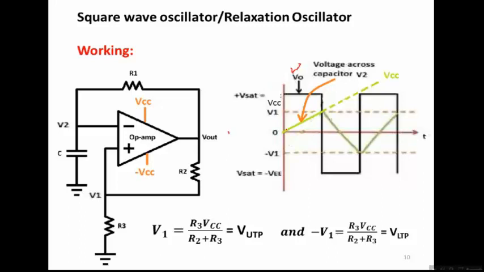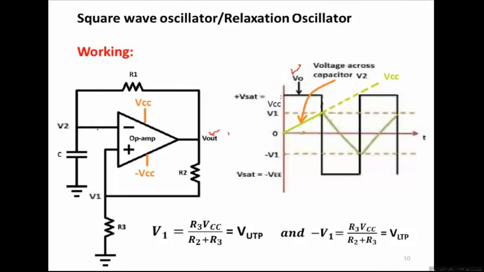So the capacitor voltage would start charging from 0, as we are assuming that initially the capacitor is discharged for the first time when the circuit is powered up, and it would keep on charging towards VCC. Now this capacitor voltage is applied to the inverting terminal of the op-amp, which is defined as V2. And the voltage at the non-inverting terminal, which is defined as V1, is equal to this value, which is also the trigger point, VUTP.